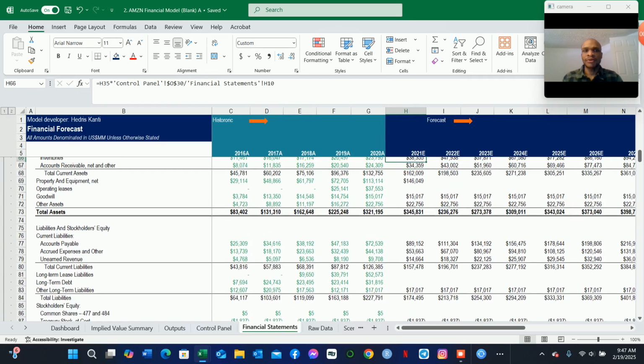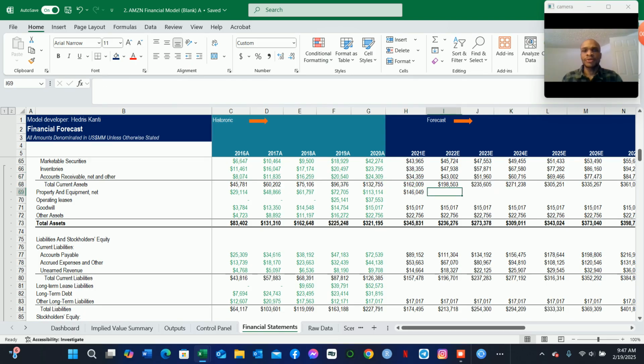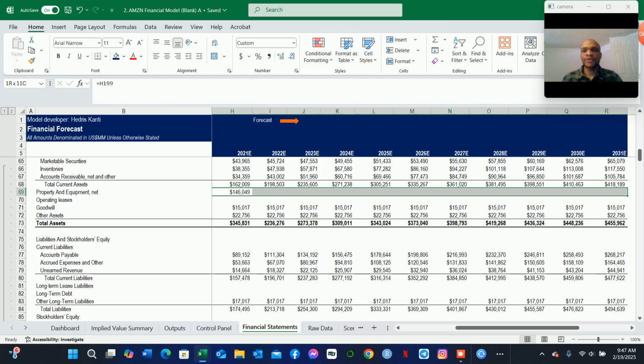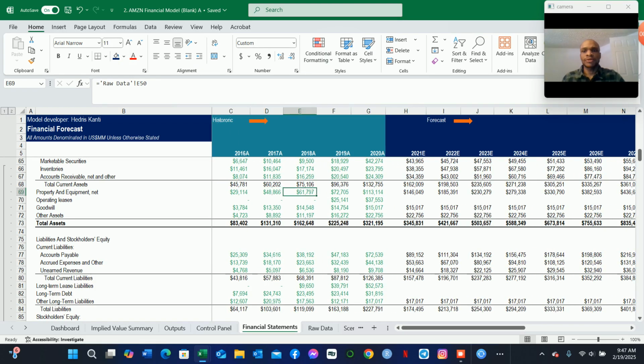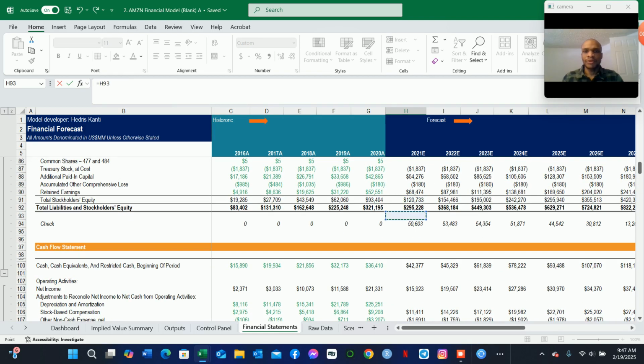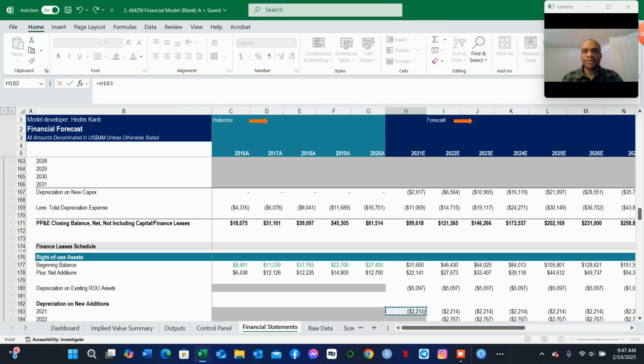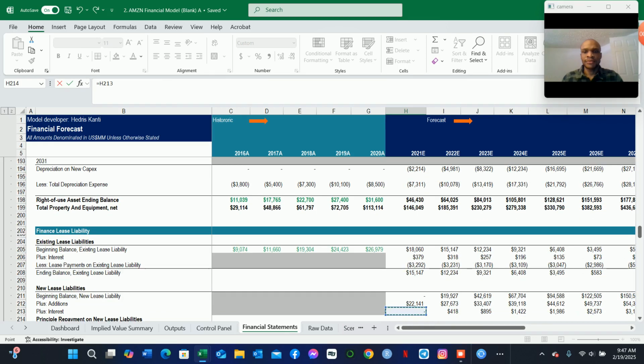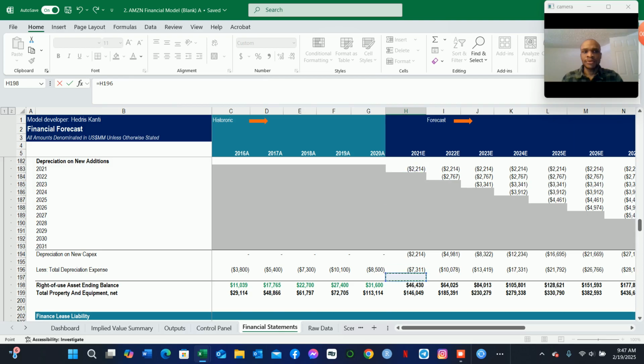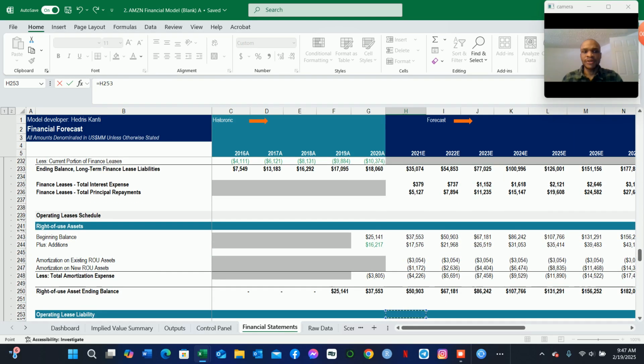So we get the ending balances, which we already summed here. So we have just this one cell here. We can fill this right to the end of the projected period with Control R. And for the operating leases, we can go down to the operating leases, right of use of assets, which was just a plug, as we determined a while ago, from the finance leases. So we just have that in the balance here.